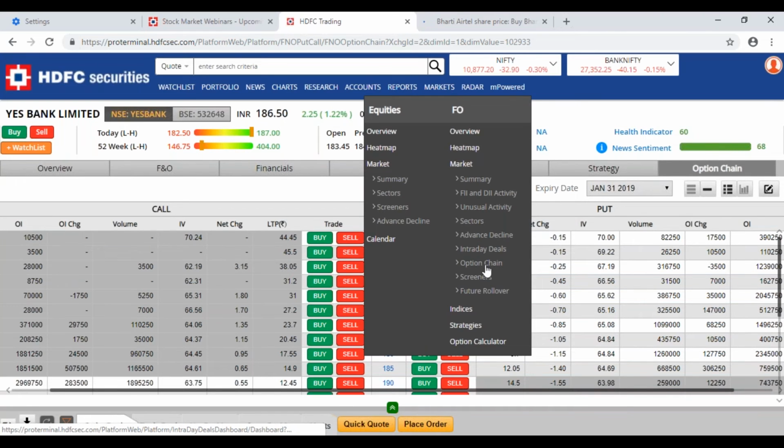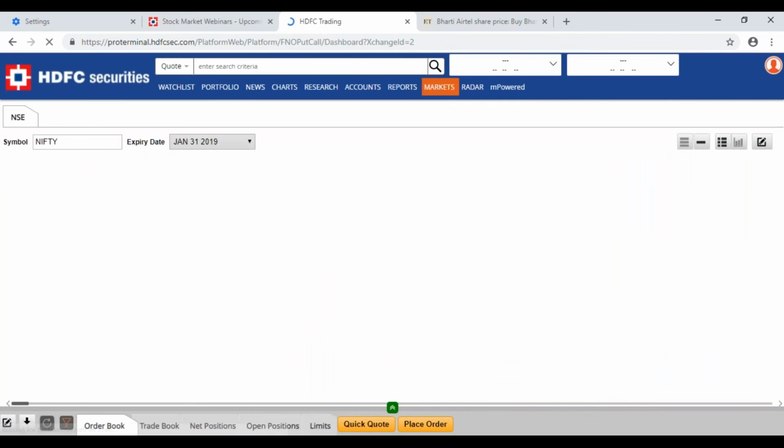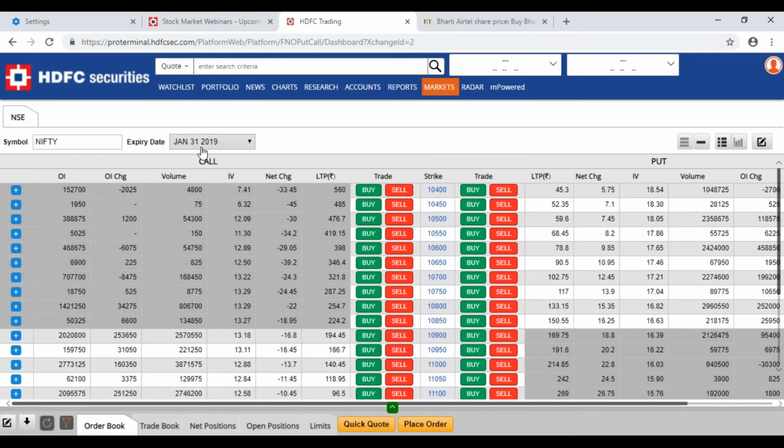Or else directly from this market tab, under the option chain system, you can click on it and you can see it index-wise or for any other stock that you want to check, on a specific expiry, whichever expiry you're looking at. You need to filter it out and accordingly you can do it, right? So that's how it will be helpful.